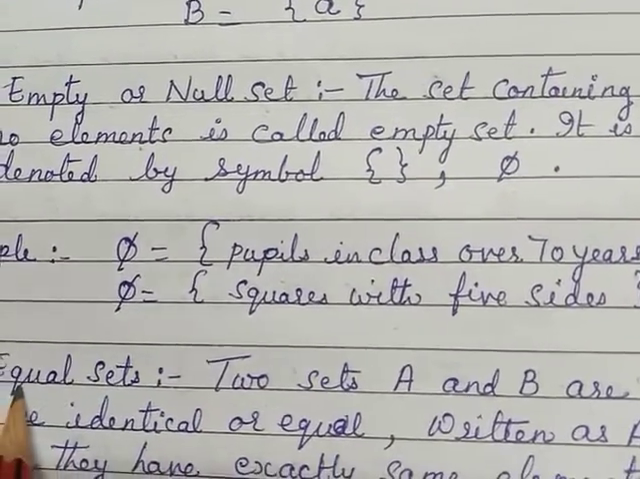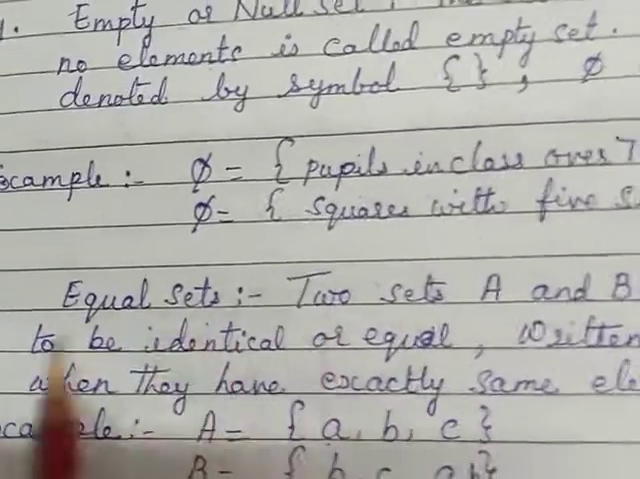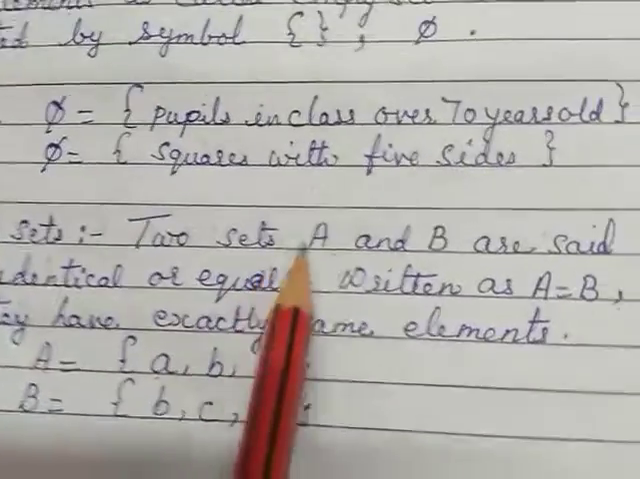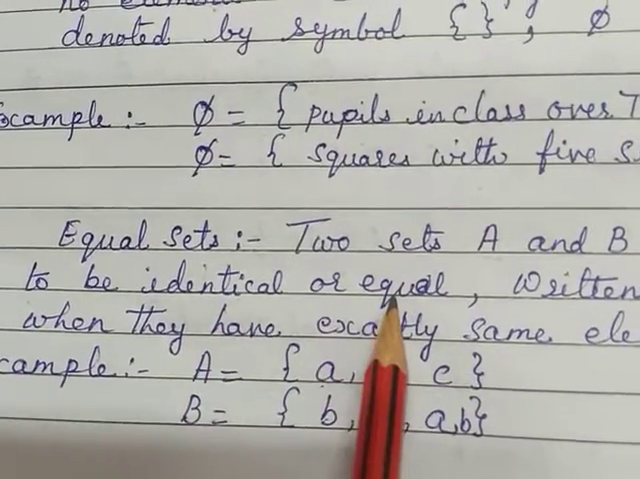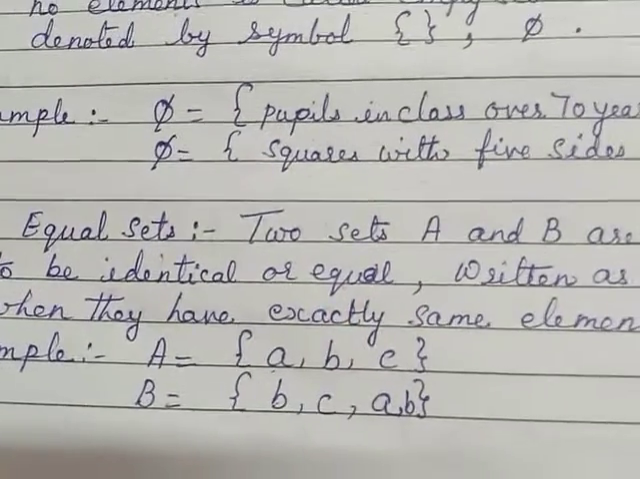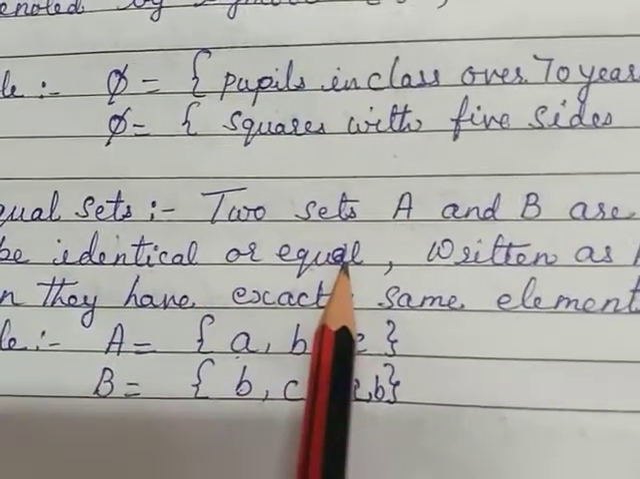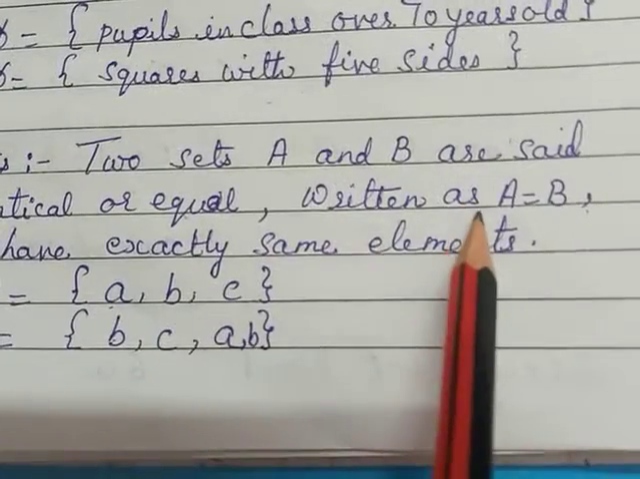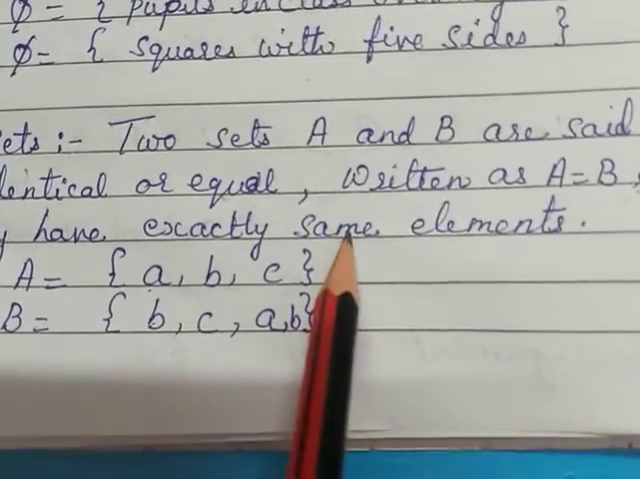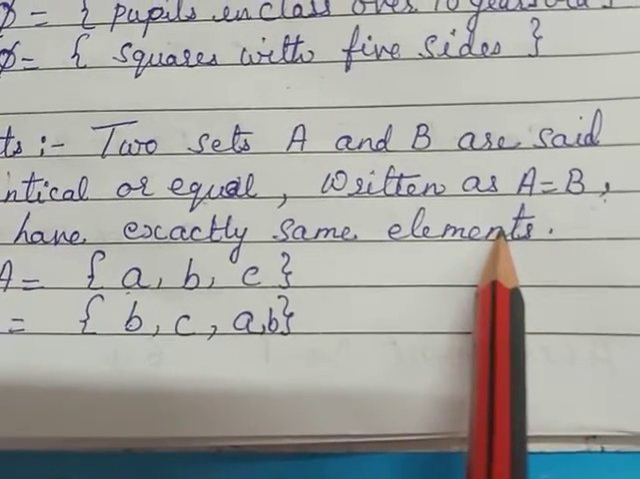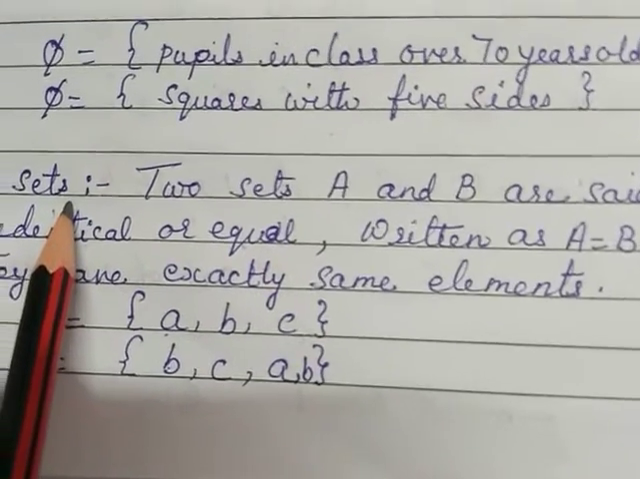Next one is equal set. Equal means equal numbers. Two sets A and B are said to be identical or equal. Identical, you know, Xerox copy we can say. Same to same. Identical or equal, written as A is equal to B when they have exactly the same elements. Children, equal sets are also known as identical sets.